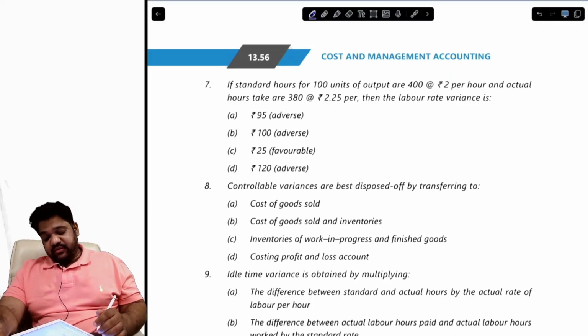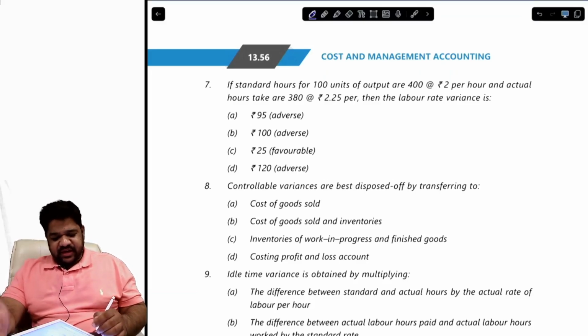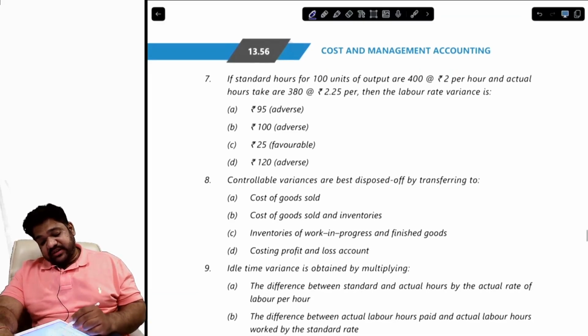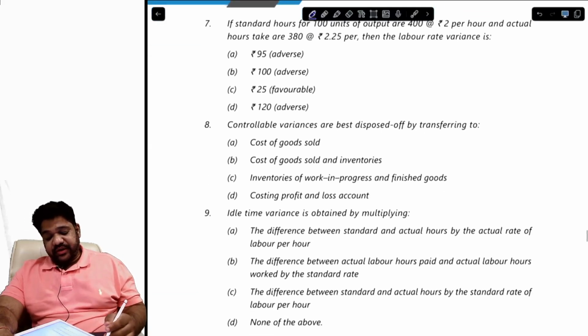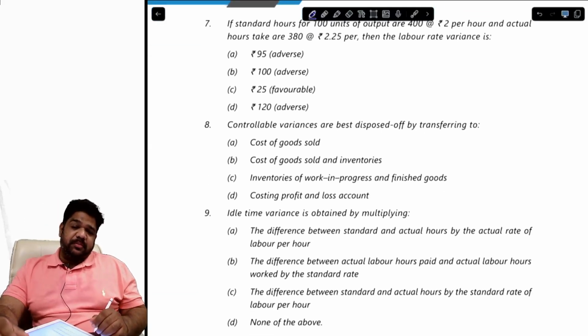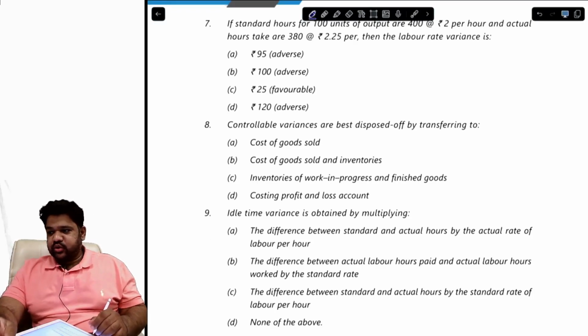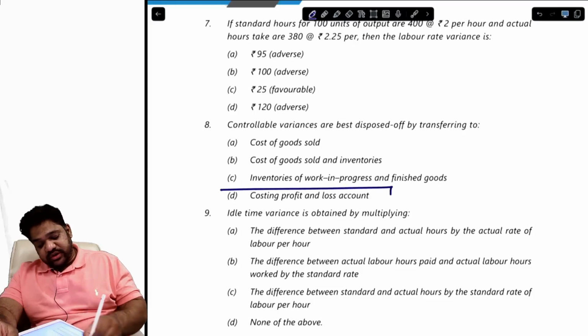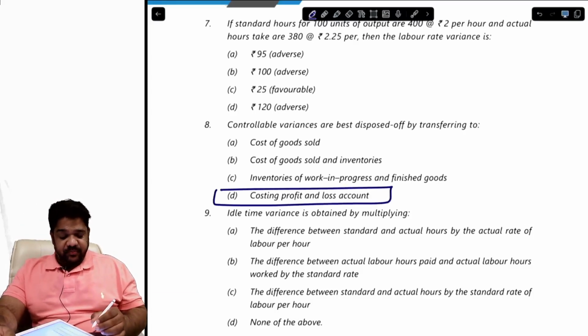Further, the seventh one, there was labor rate variance. I'm not doing it. You do it yourself. Controllable variances are best disposed of by transferring to... So the best way of handling a controllable variance is to not blame anybody. You know that you made a mistake. The best one would be to transfer it to costing P&L.